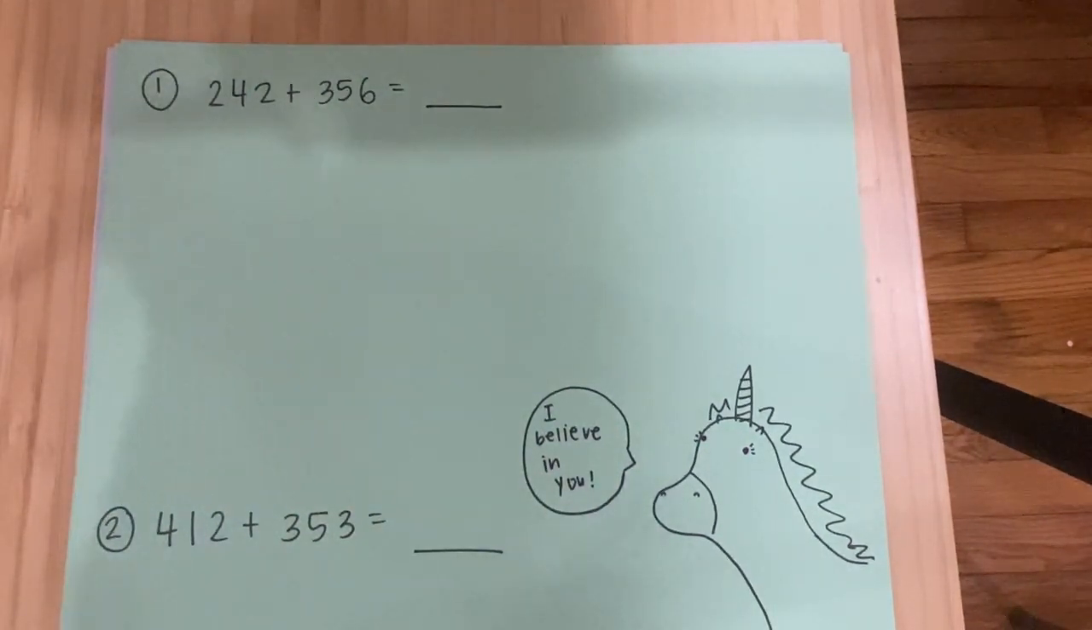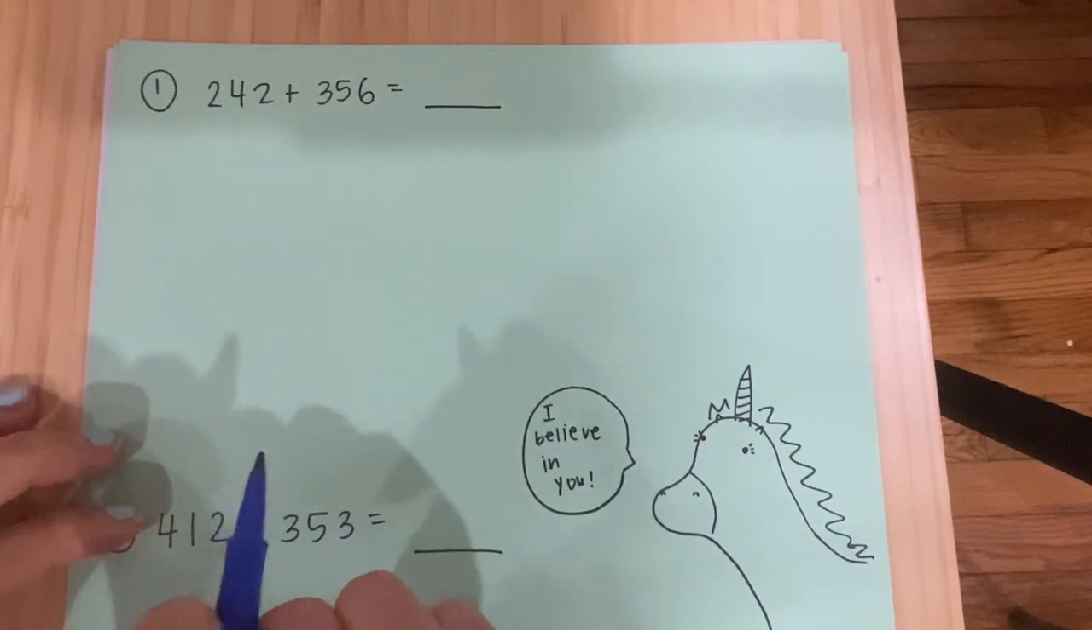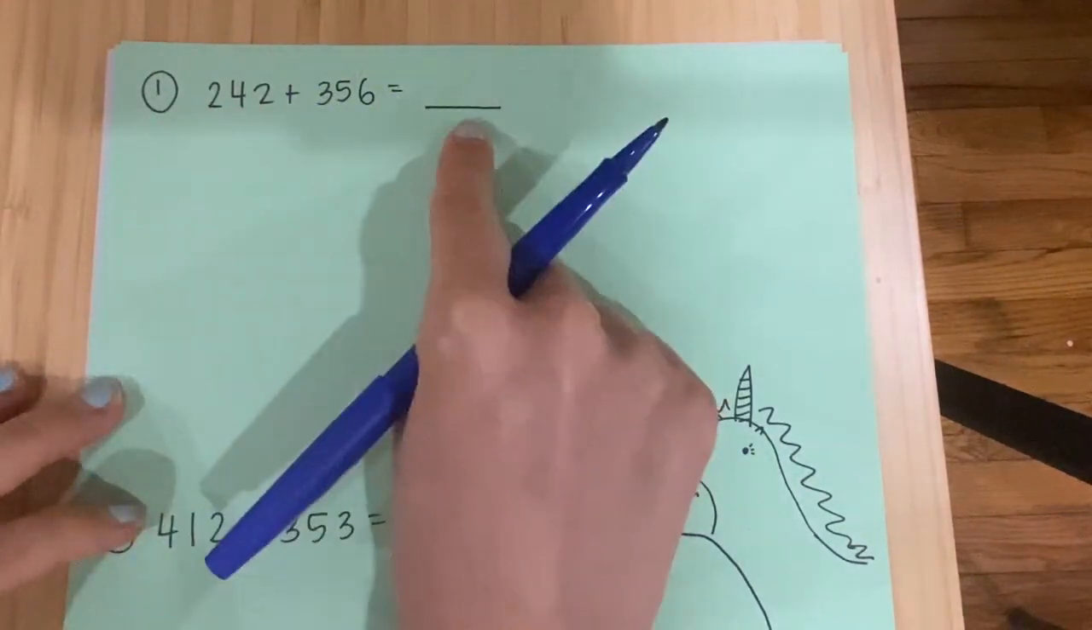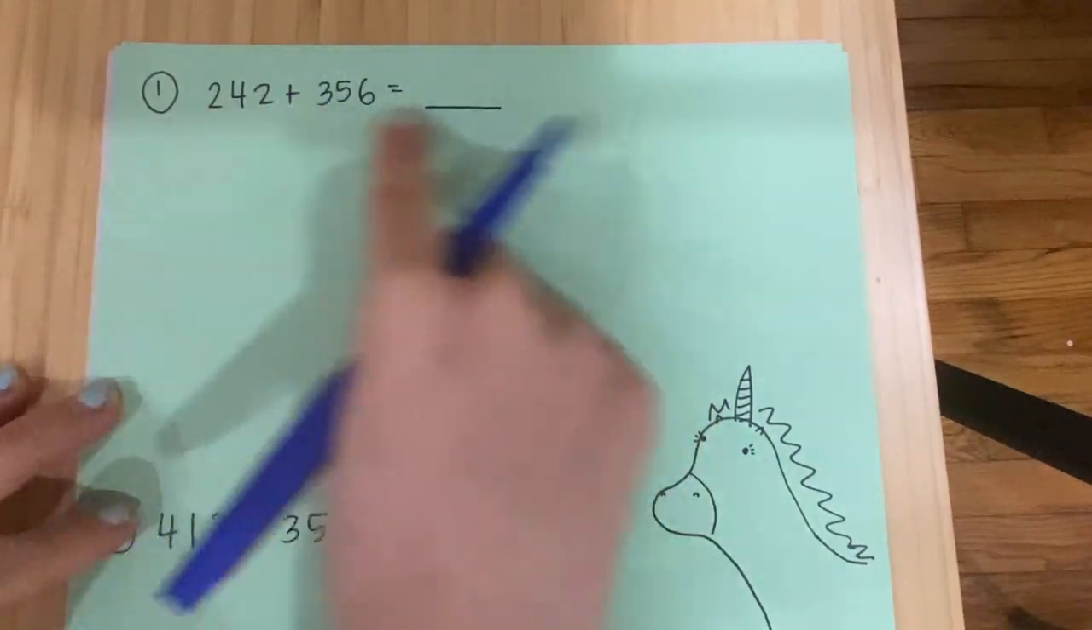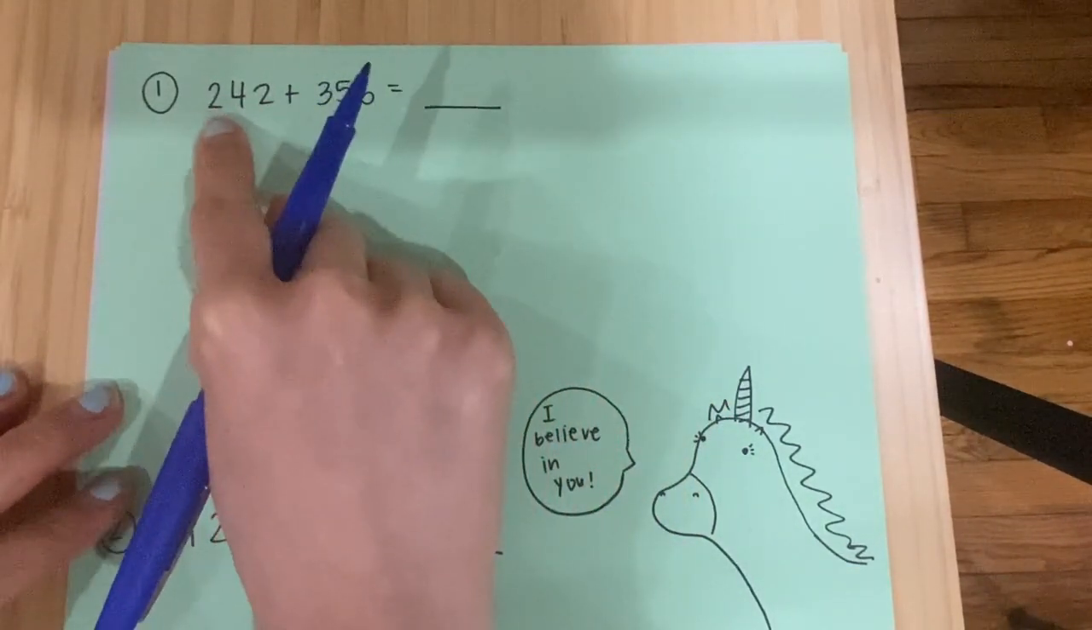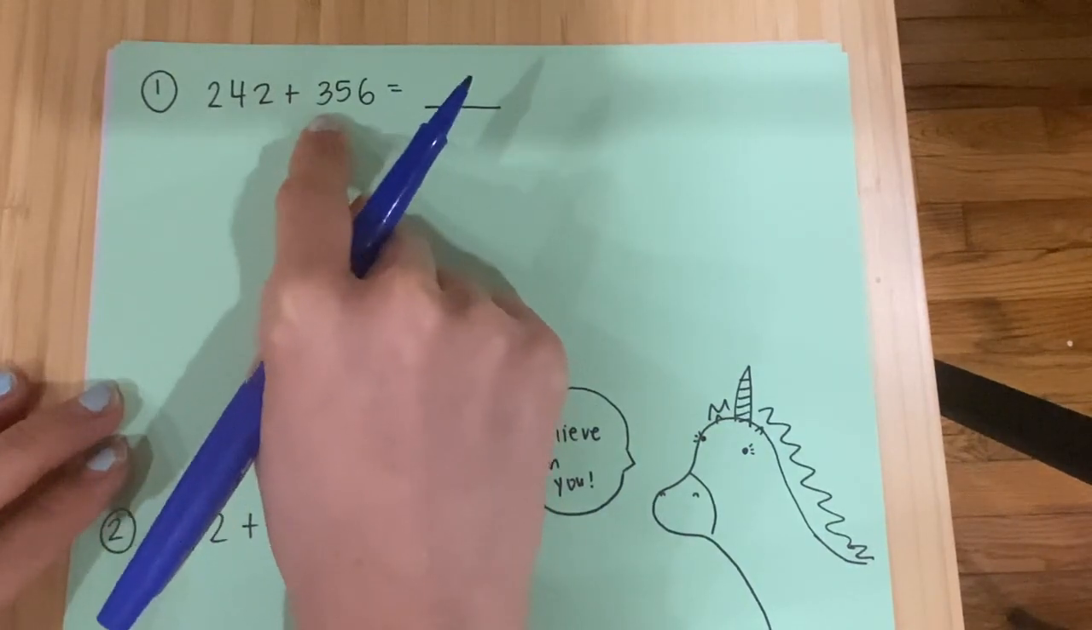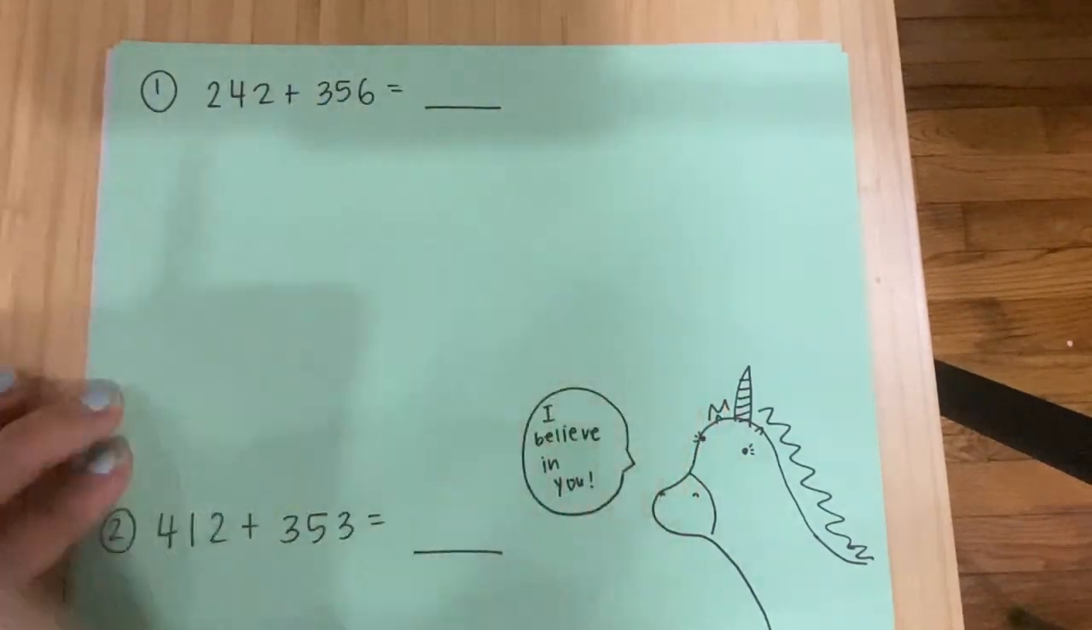Okay. So the first thing I'm going to be doing is copying my number sentence down. So take out your own paper and pencil and copy this number sentence down on your paper. 242 plus 356 equals blank.